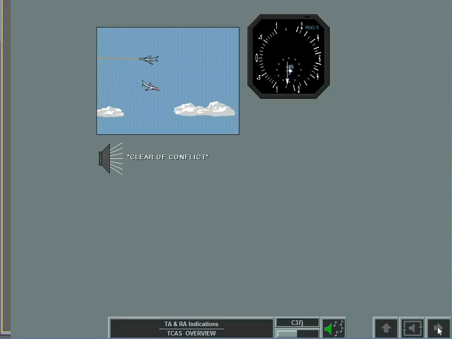Clear of conflict. TCAS issues clear of conflict when the collision hazard no longer exists. The RA downgrades to proximate traffic. Return to your ATC clearance altitude promptly and smoothly, and notify ATC as soon as workload permits.